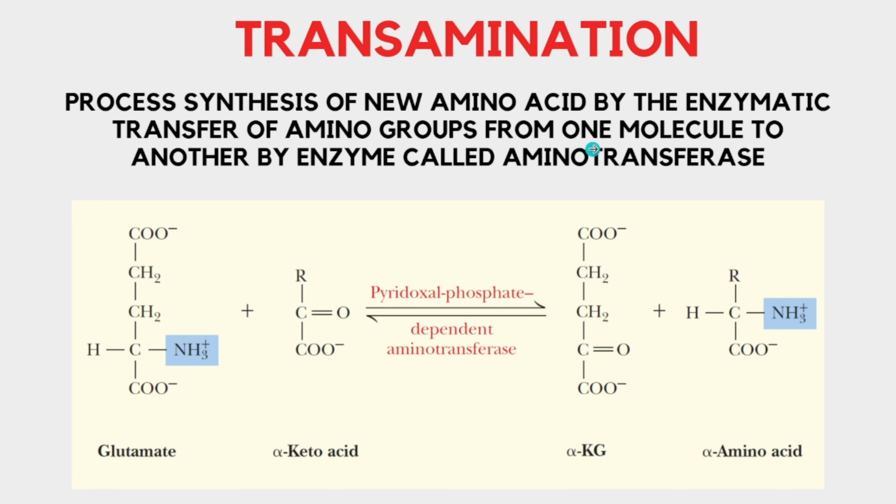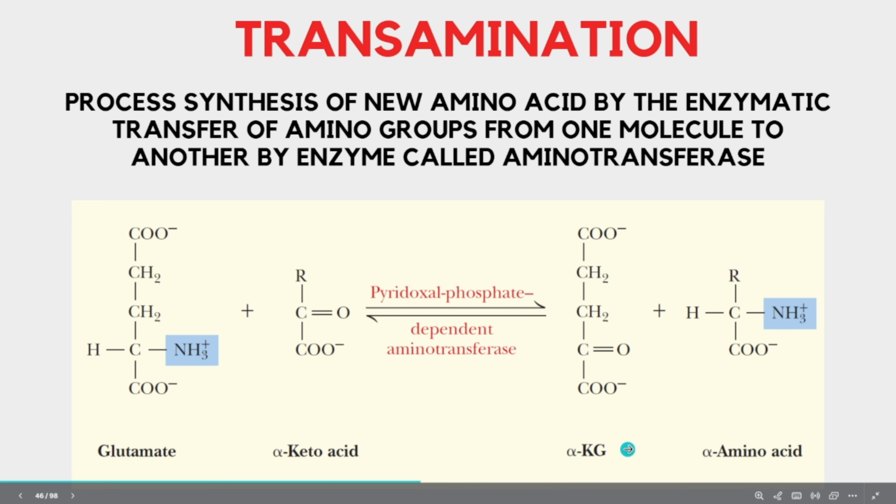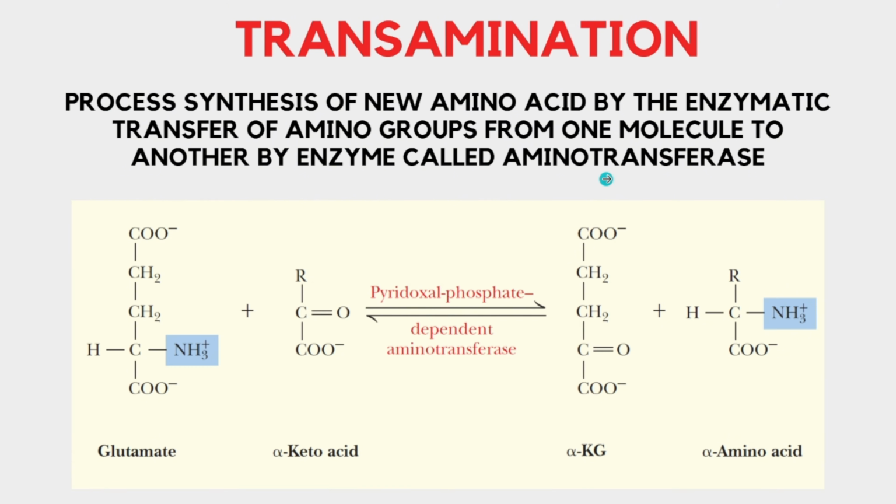Transfer of an amino group from one molecule to another. So they will transfer to a molecule which is like an amino acid but does not have an amino group, like the alpha keto acid. Alpha keto acids do not contain an amino group. So they transfer this amino group into it, forming alpha ketoglutaric acid and forming an alpha amino acid. So they form an alpha amino acid by using the key enzyme, aminotransferase. So this is the process.